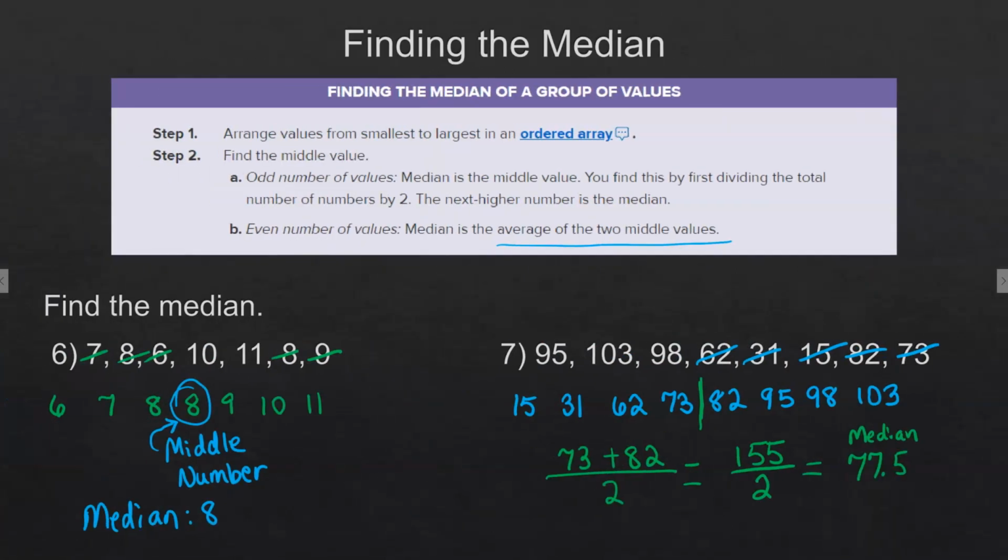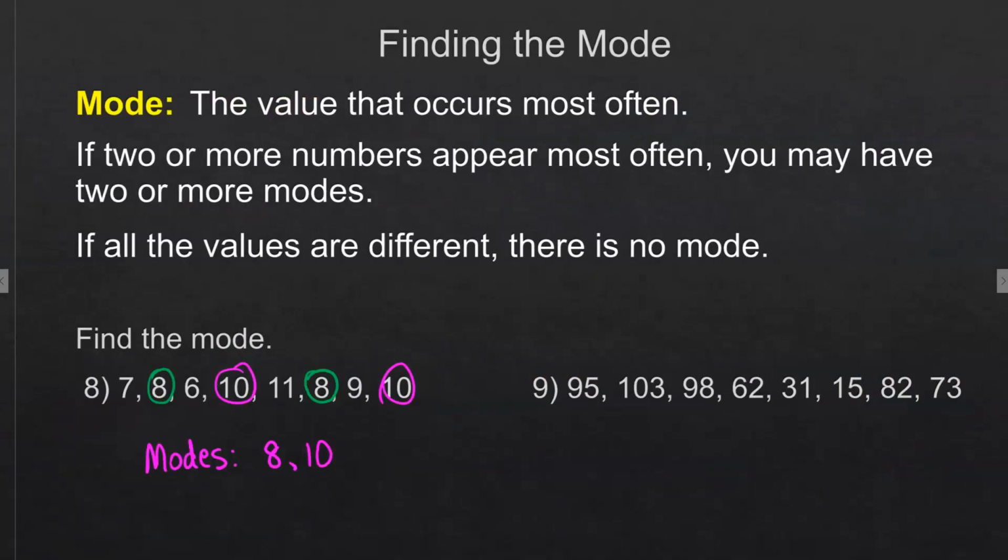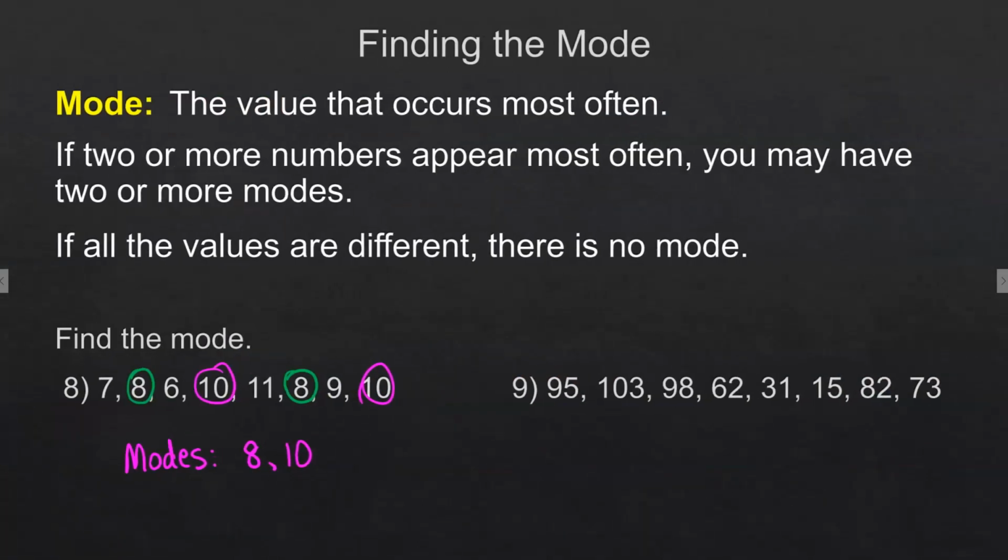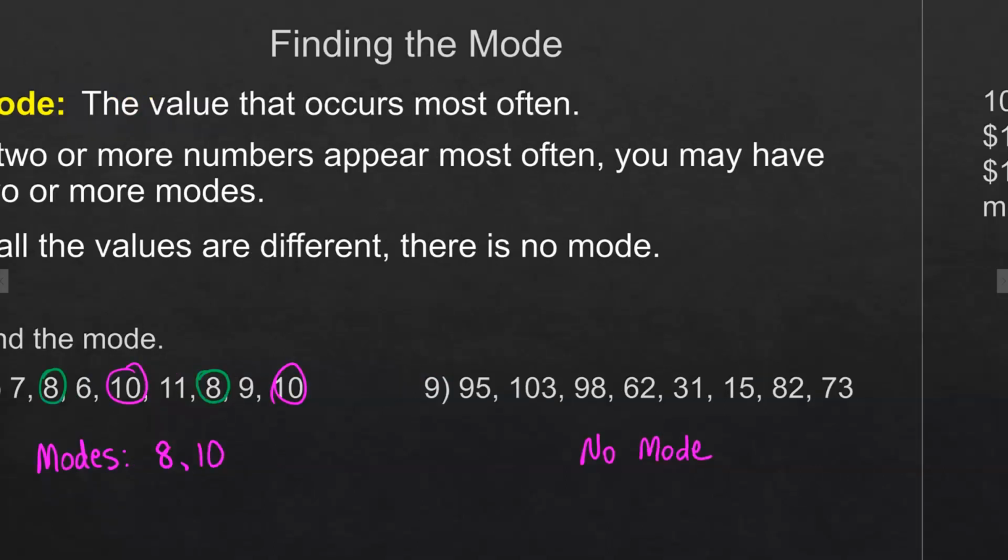These are the same numbers I used on the previous page, and you can go back there and see that when you put that in order, we didn't have any numbers that repeated. So this one is no mode. All right, so that's basically it for median and mode. We find the middle number for median, the most times a number occurs for mode.